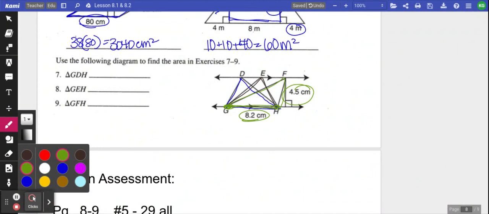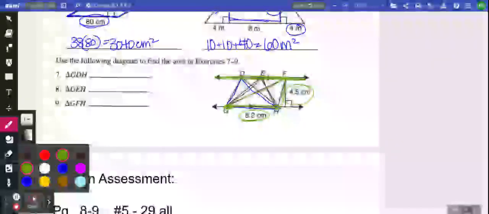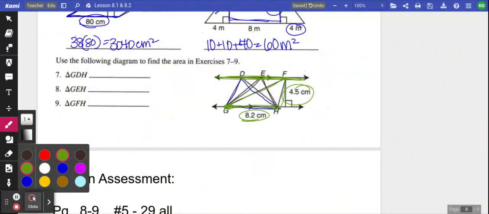So as long as you slide the vertex along a parallel line, it can stretch your triangle. However, since it's within the parallel lines, the height is going to be the same. And so the areas are actually never going to change.